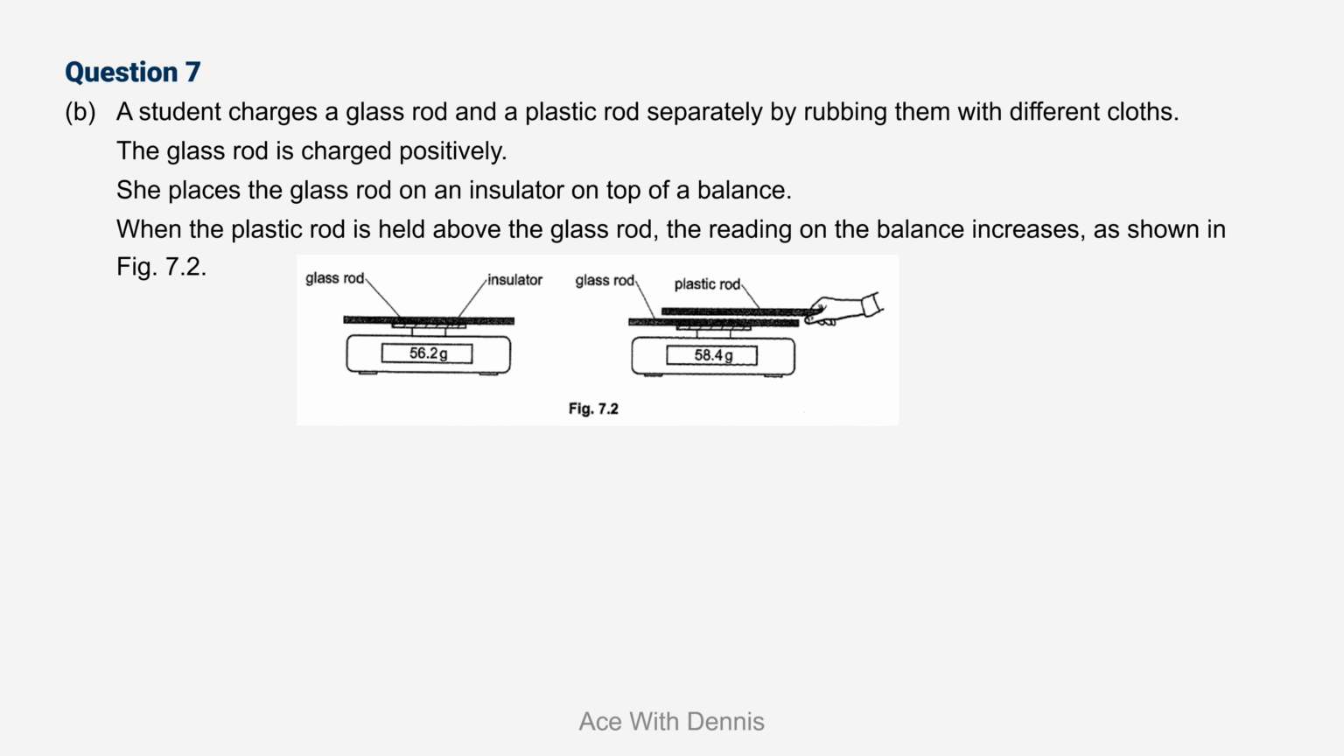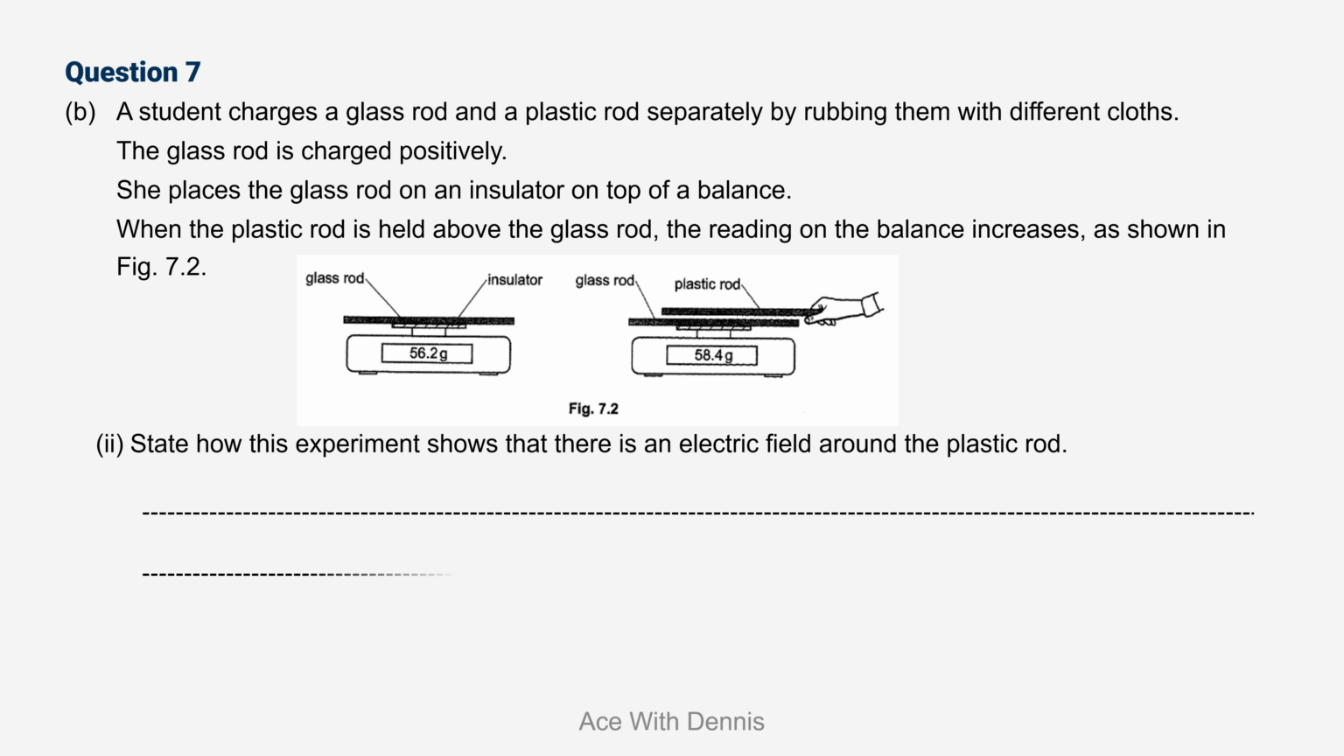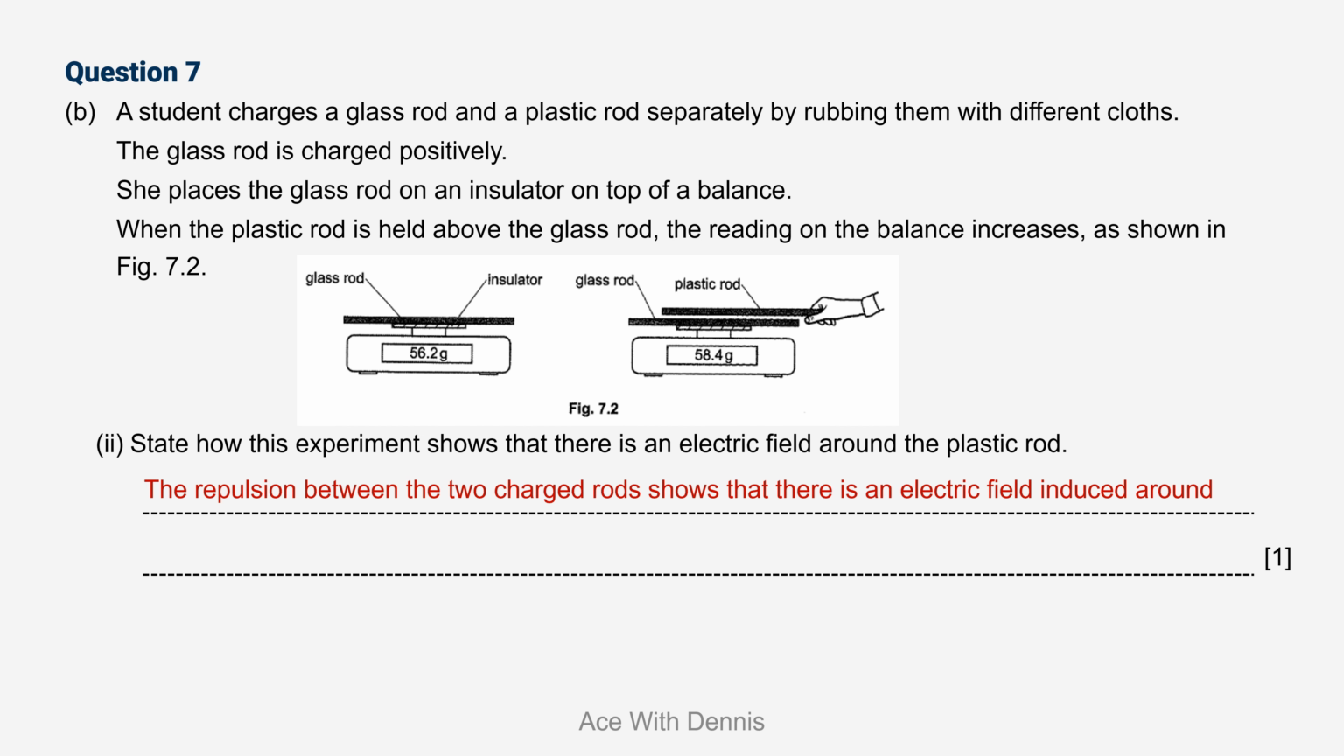Part 2. State how this experiment shows that there is an electric field around the plastic rod. 1 mark. Alright, so in part 1, we explained that there is a repulsion force that pushes the glass rod downwards, making the reading on the balance increase. Now the question is, what produces this repulsion force? The repulsion between the two charged rods shows that there is an electric field around the plastic rod that causes the force of repulsion. So that's the reason.